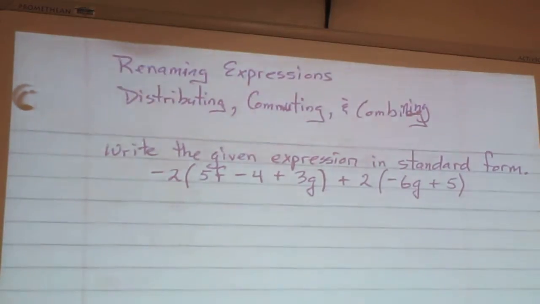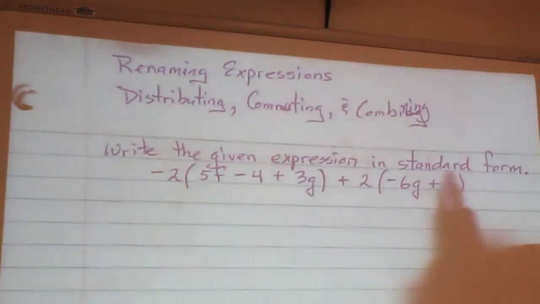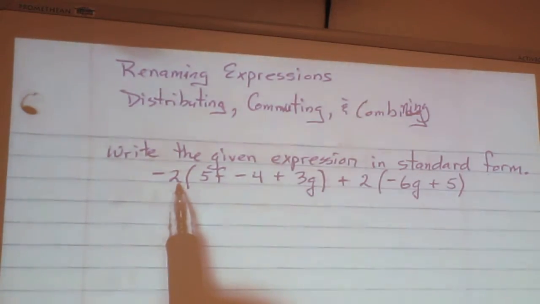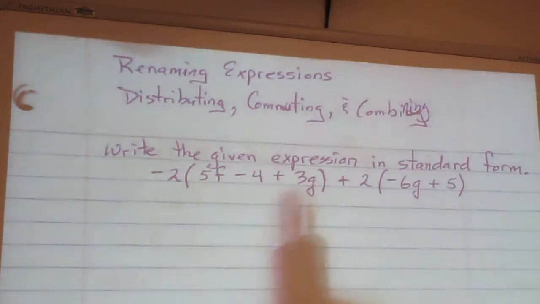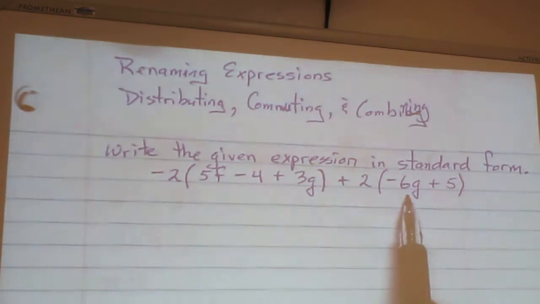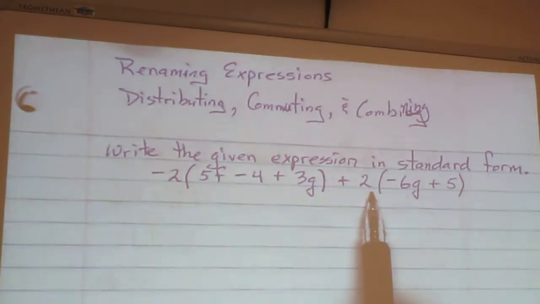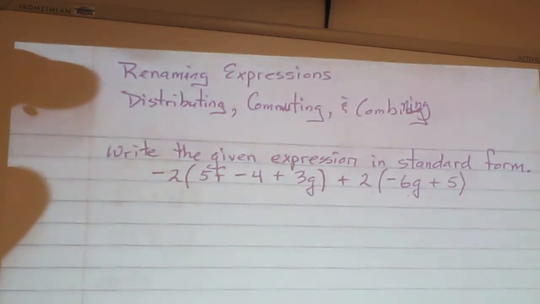So here's the problem. Write the given expression in standard form. Standard form means they don't want to see multiplication of a group. So we need to rename this part, and there's this one too. This multiplying to a group is not in standard form. In fact, in the last video we learned that this is factored form. So we don't want to see any factors of groups.